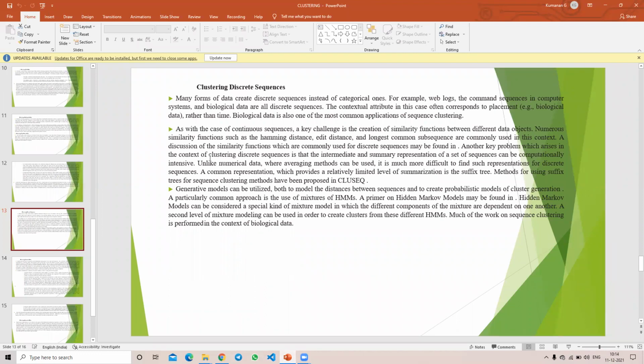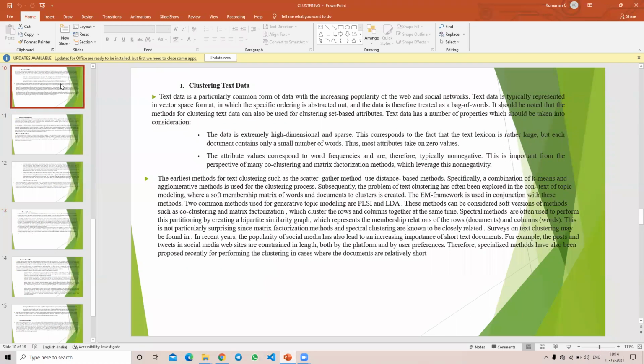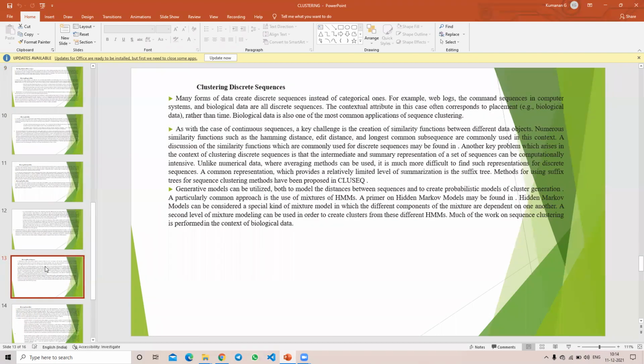In earlier videos, we saw clustering in multimedia, time series data, text data, and clustering in categorical data. Now we are going to see clustering in discrete sequences. Many forms of data create discrete sequences instead of categorical ones.